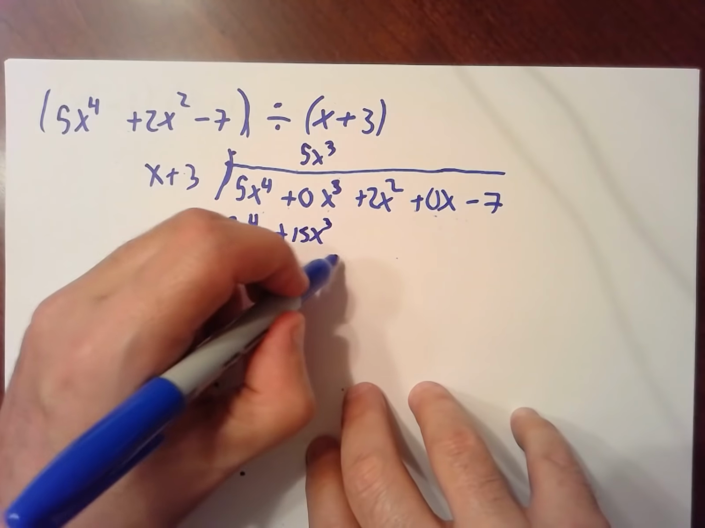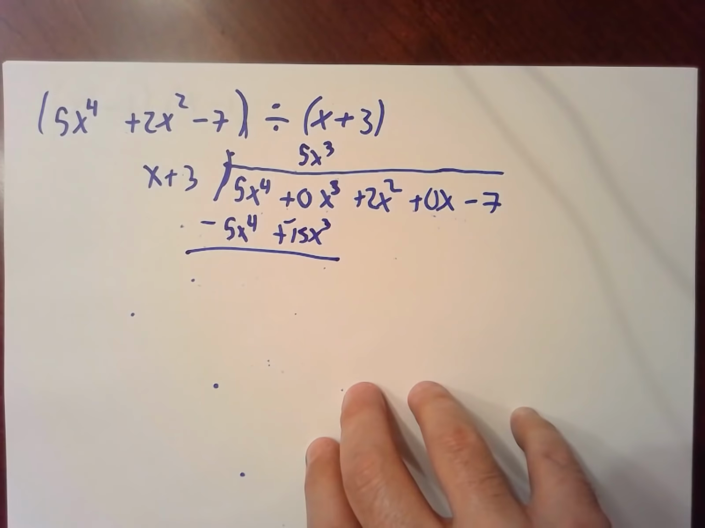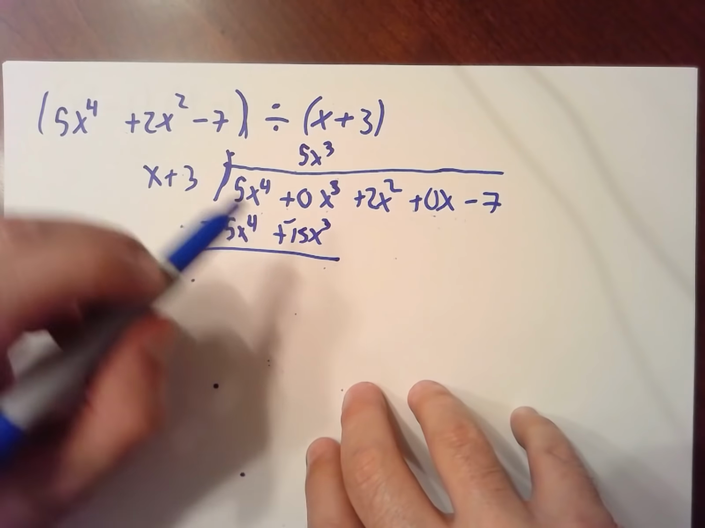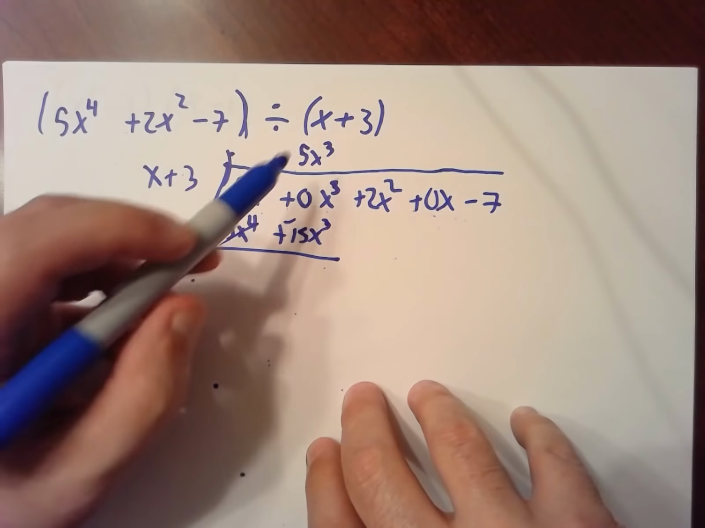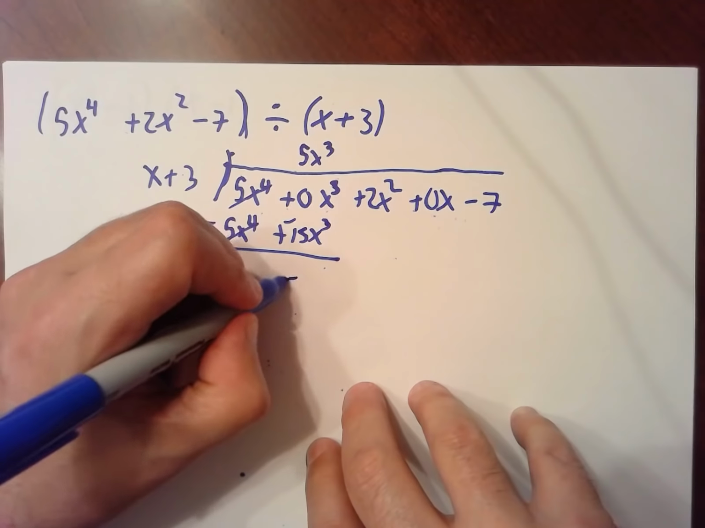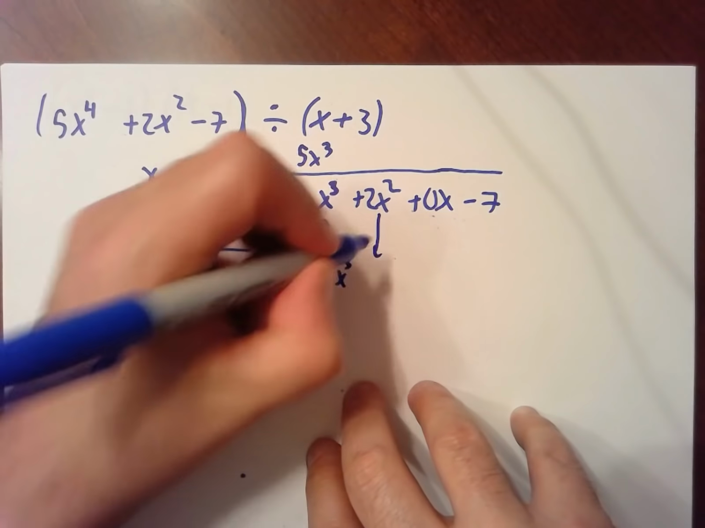Remember, I want to subtract that, so draw the line, change the signs. These two cancel out. They better, or you did something wrong. 0 x cubes minus 15x cubes is negative 15x cubed. Bring down the next term.